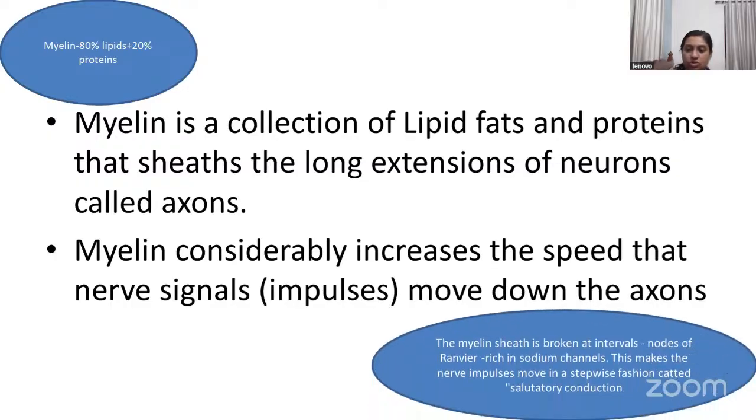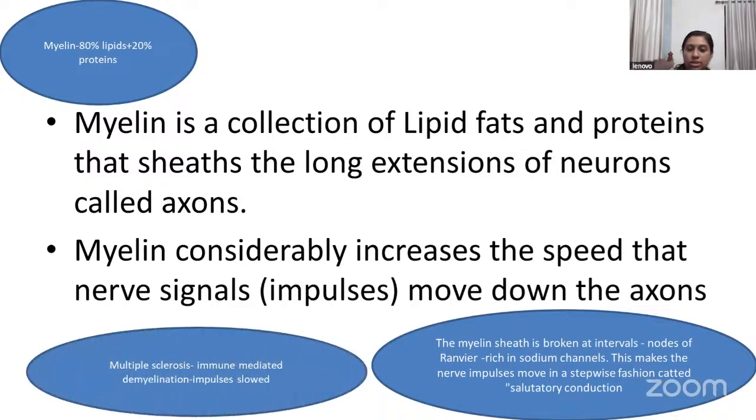Okay. So we have already mentioned about the saltatory conduction. So it's an autoimmune disease which is characterized by demyelination. Autoimmune, that is unknown etiology, or immune mediated causes associated with multiple sclerosis, in which the impulse conduction is slowed due to the demyelination of the nerve fibers.